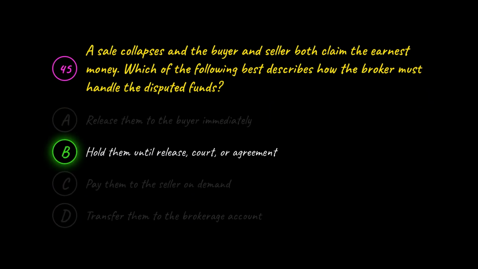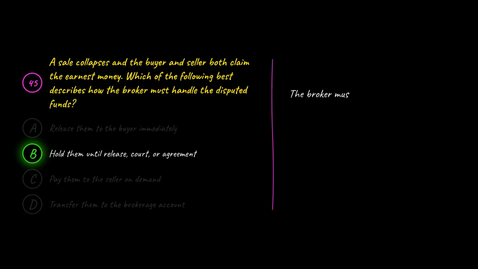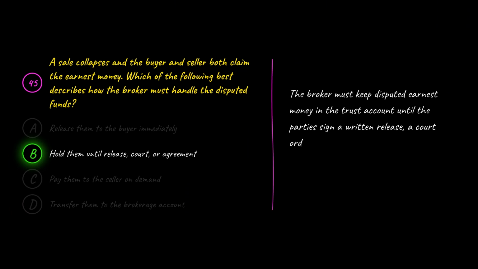The correct answer is B. Hold them until release, court, or agreement. B is correct because the broker must keep disputed earnest money in the trust account until the parties sign a written release, a court order's disposition, or another mechanism in the purchase agreement is triggered. The broker may not act on one party's demand.